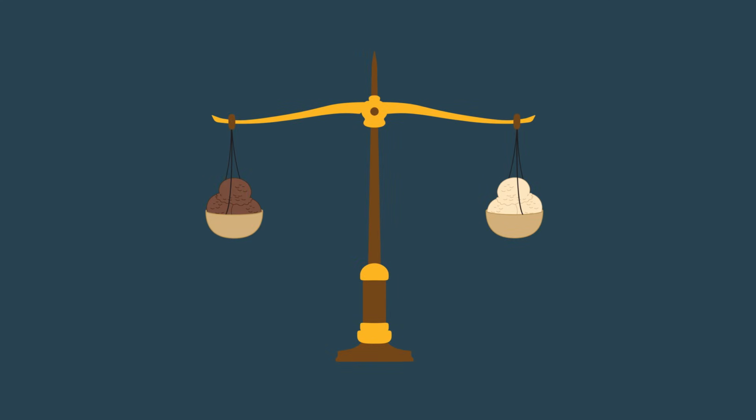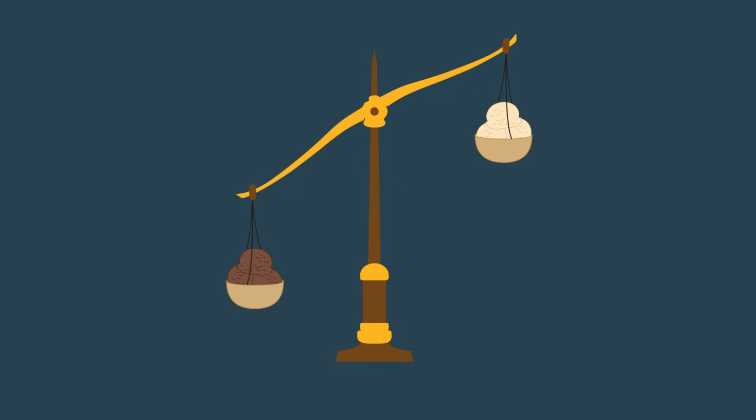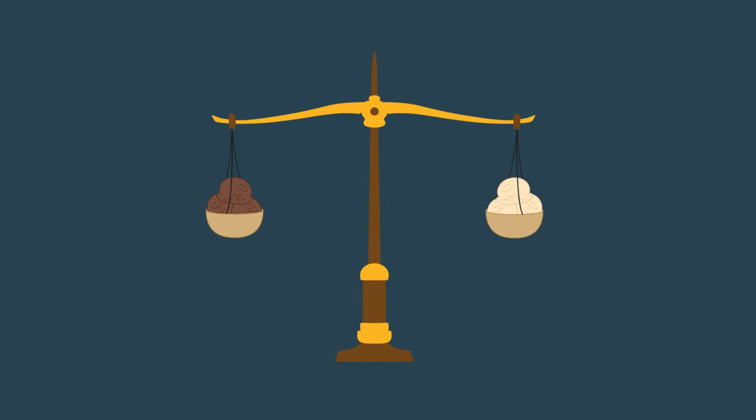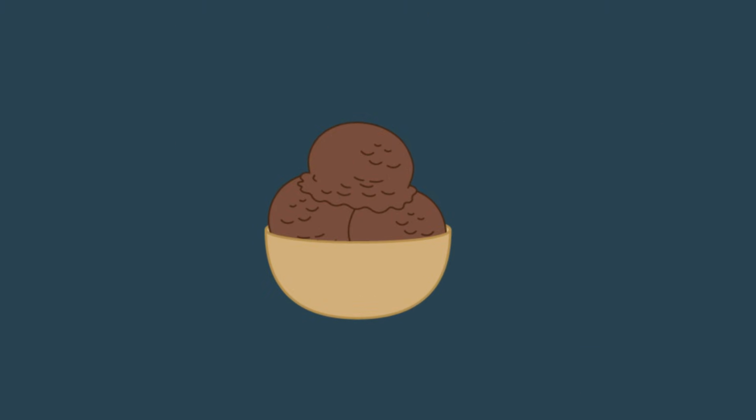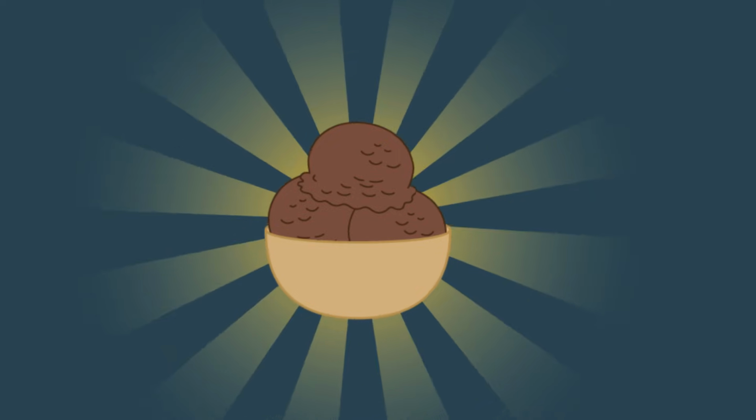Let's first define bias. Simply put, bias is a preference for one thing over another. We all have biases. Maybe you love chocolate ice cream while your friend prefers vanilla. That's cool until you ignore your own bias and start twisting information to fit your views, like insisting that chocolate is the only good flavor.